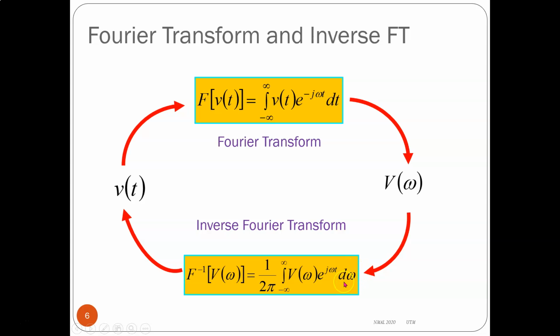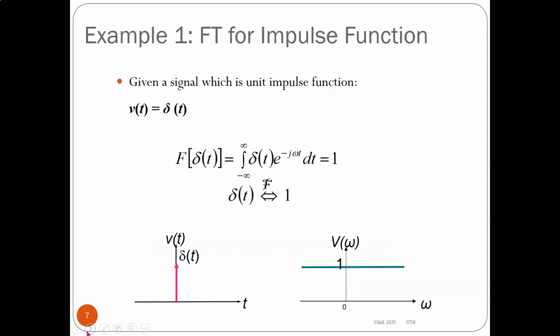Okay, so the integration is in the frequency domain, which is d omega, and there is no negative here, as opposed to there being a negative here. Once we do that, we will get back the time domain signal, which is the original signal before it has been transformed into the frequency domain.